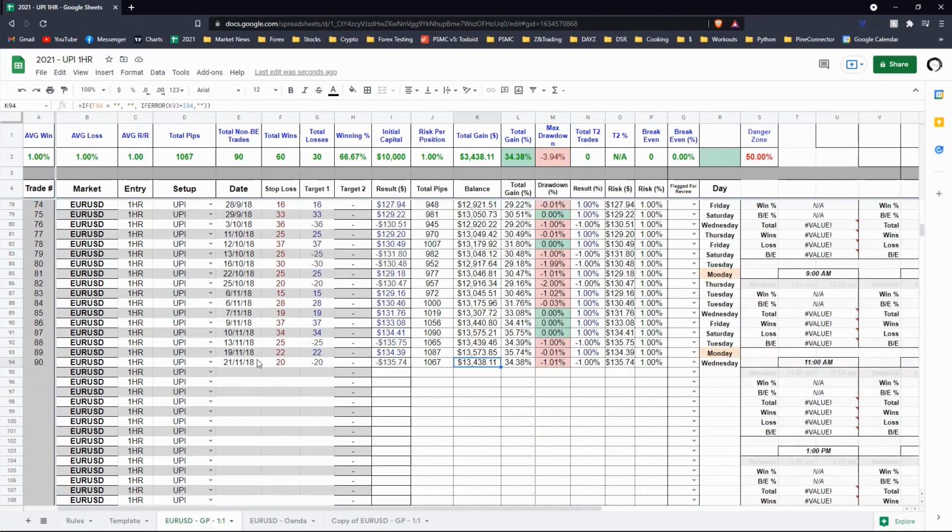All I do is record the date of the trade, the stop loss size in pips, and the target in pips. If it's a winning trade, it's a positive number. If it's a losing trade, it's a negative number. Right now, I'm just testing a 1-to-1 risk reward profile, just to confirm that the default settings of the script are working fine. So let's get started.